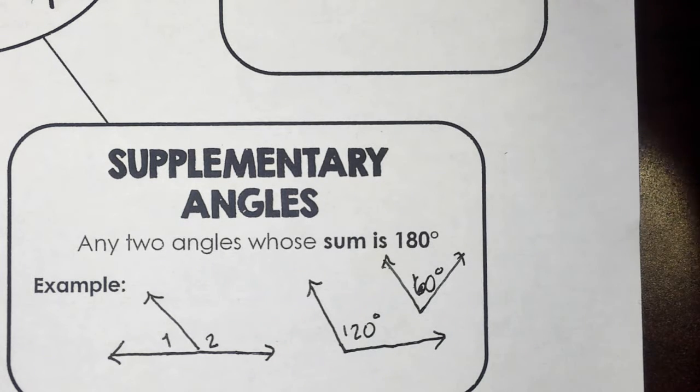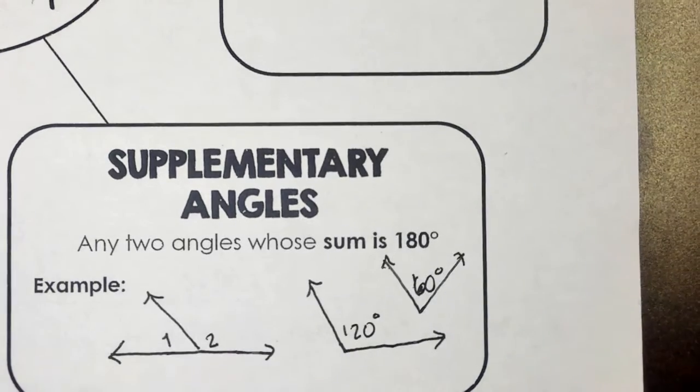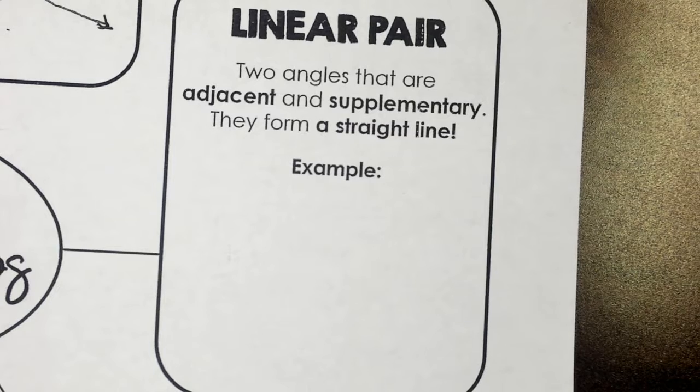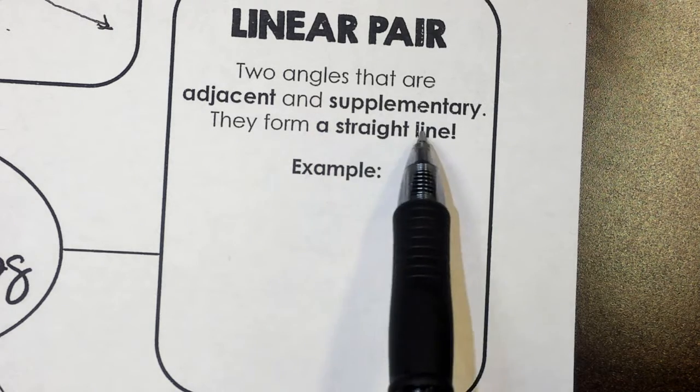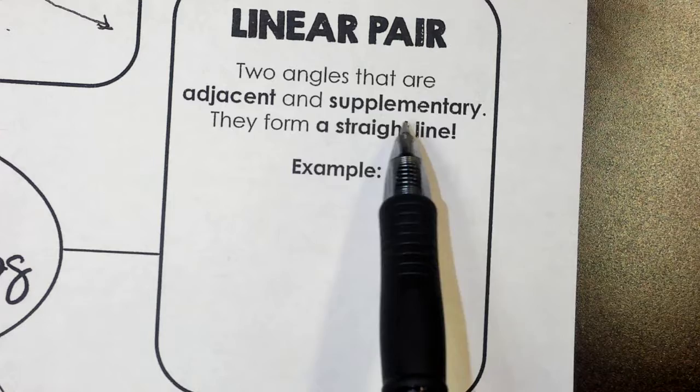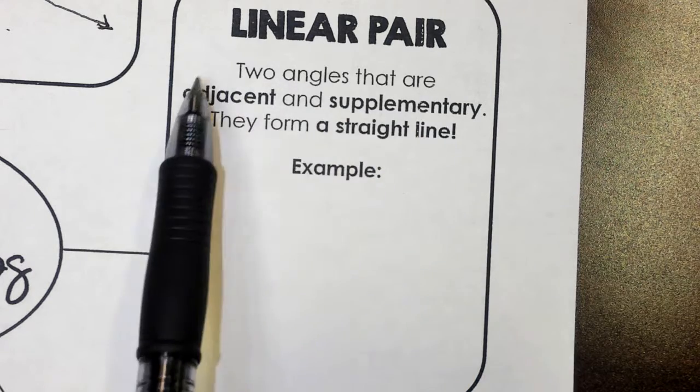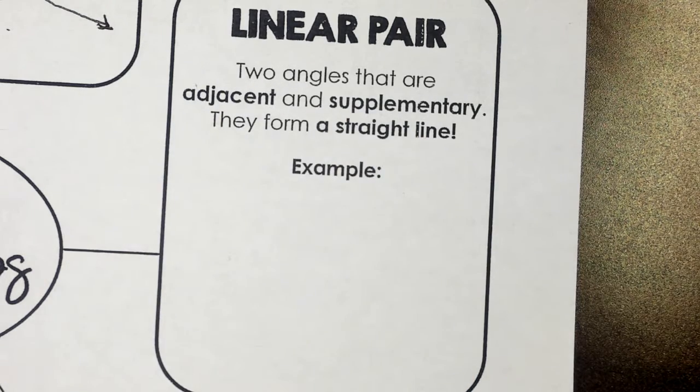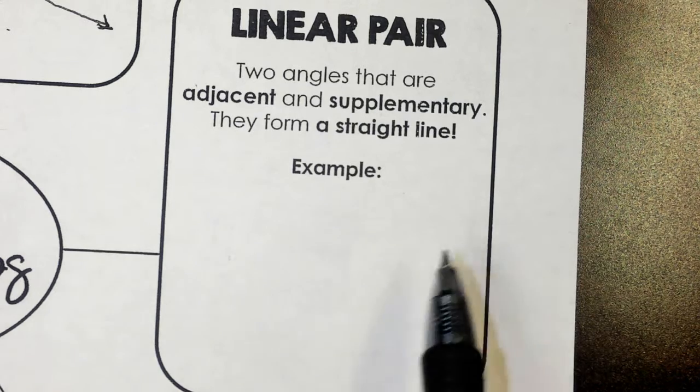Alright. So the best one for last. Last one, linear pair. A linear pair is two angles that are adjacent and supplementary. Two of the words we already covered. To qualify to be a linear pair, you have to be both of these. Adjacent, which means they sit side by side, and supplementary. They will form a straight line.